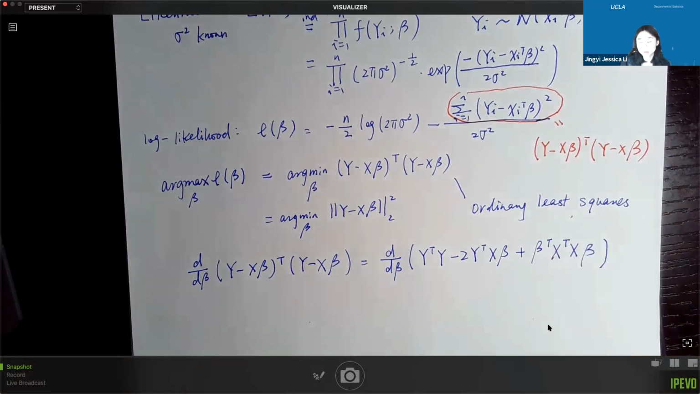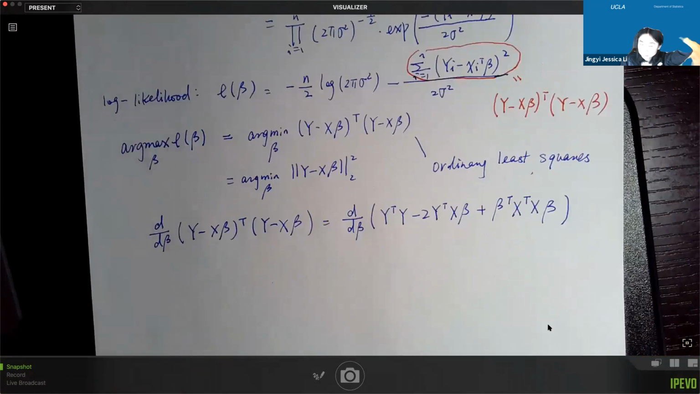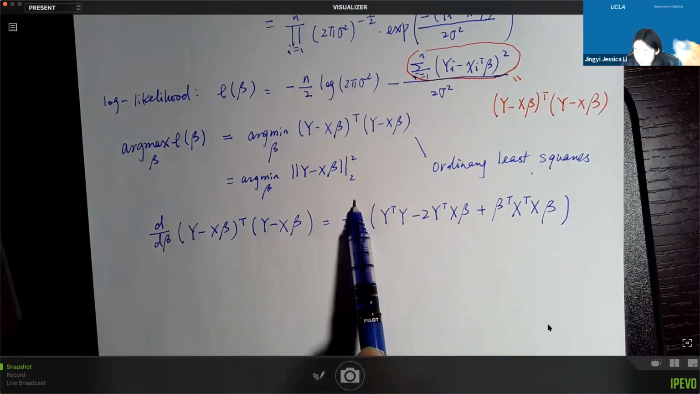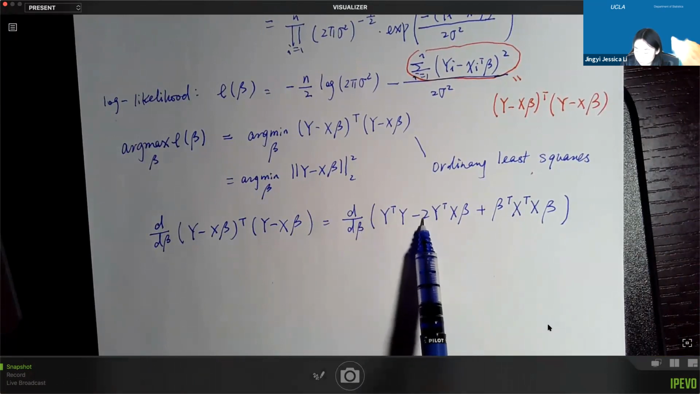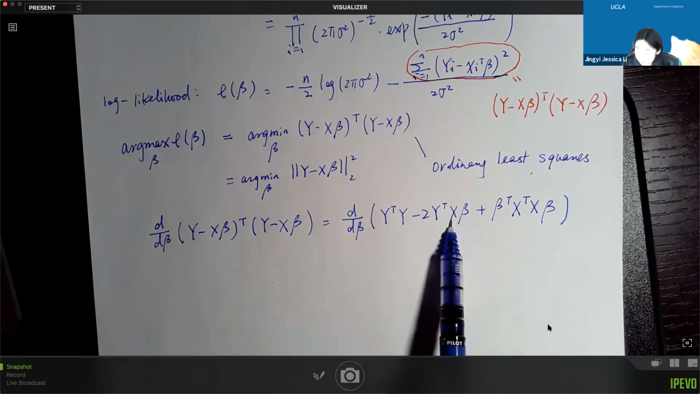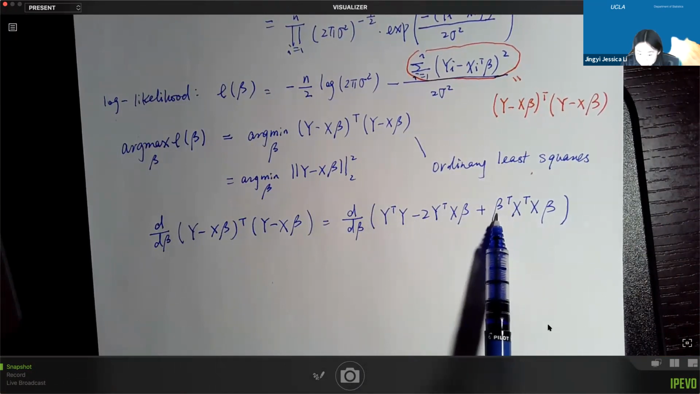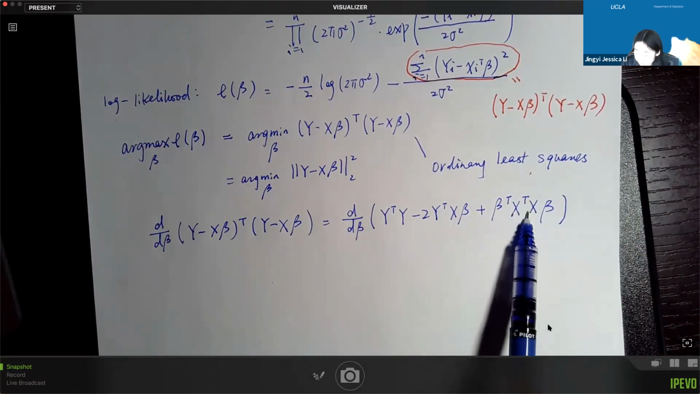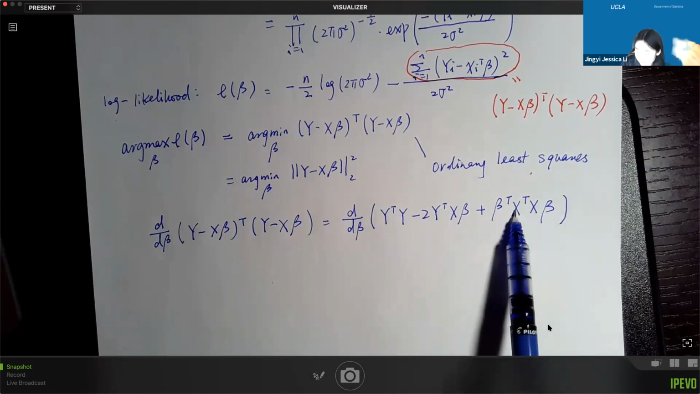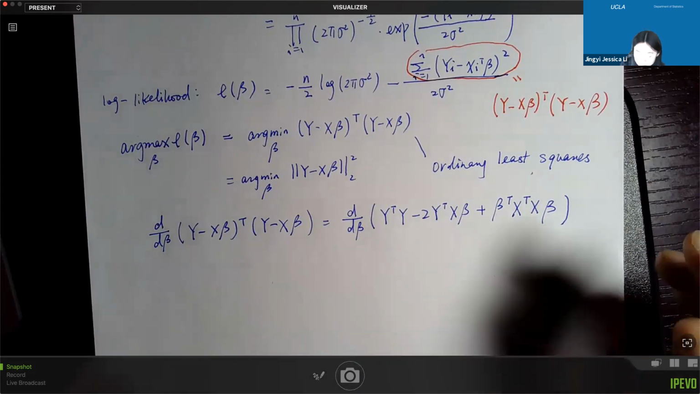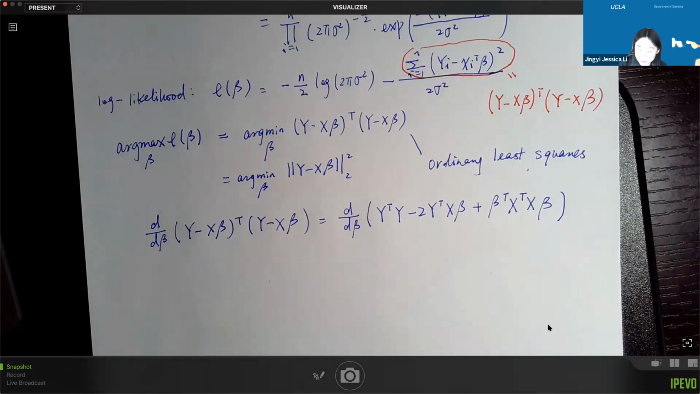transpose x beta. Okay, and a principle in matrix calculus is that if you have this form and you do the derivative, you will keep 2y transpose x, and for the other term, you will keep 2 times beta transpose times x transpose times x, or 2 times x transpose x times beta. Either one is the same, because that will give you a vector, a p-dimensional vector.